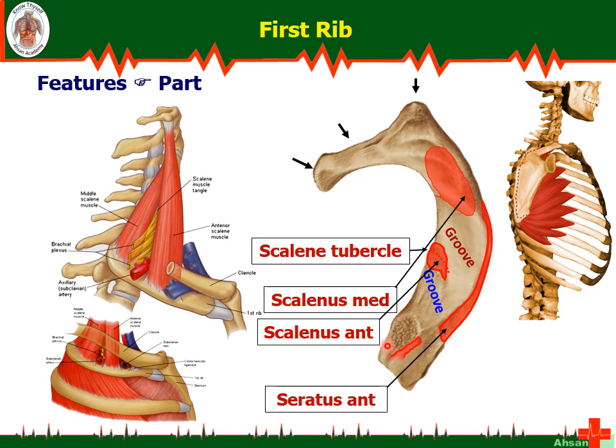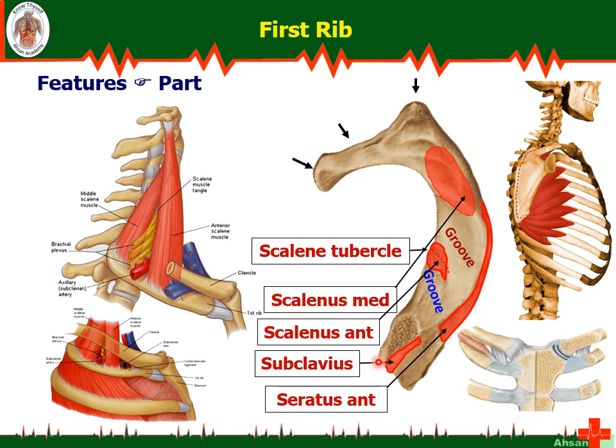If you go to the internal border, let us see this one. This is the area for the subclavius muscle. This is the subclavius muscle, which extends from the inferior surface of the clavicle to the medial part, attached to the anterior part of the superior surface of the first rib. And now this is the subclavius muscle.